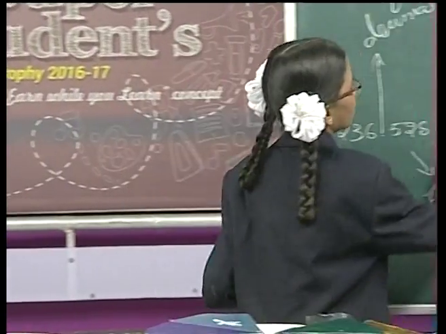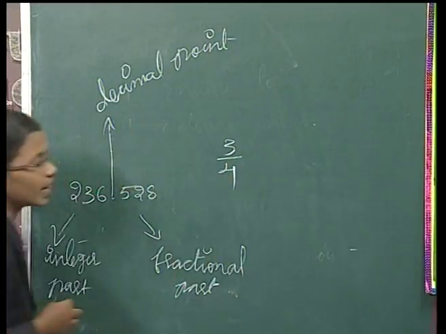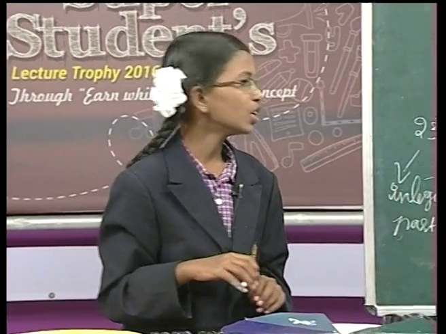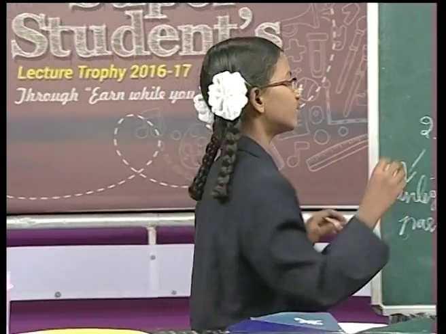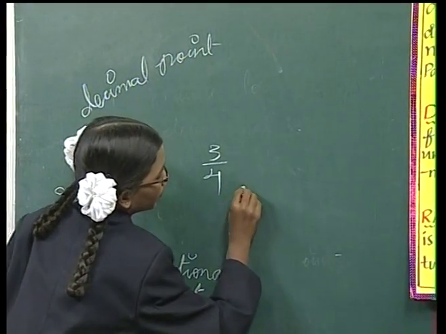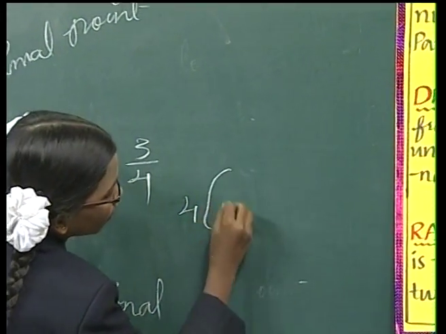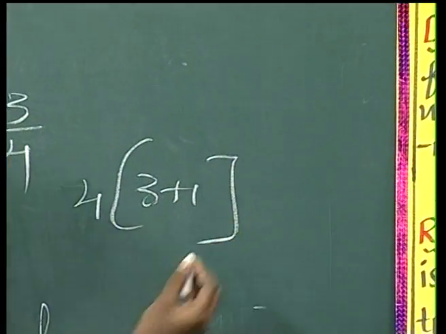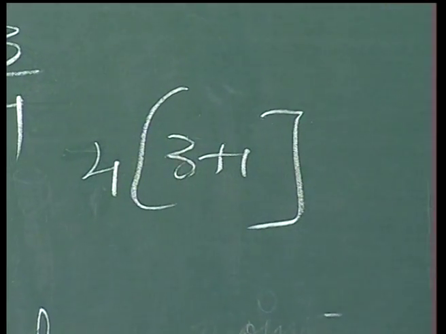Friends, now we are discussing, for example, 3 by 4. Here 3 by 4 is red color, 1 by 4 is blue color. Here 3 are blue to 1 is red. We can write it as 4, 3 plus 1. Next, friends, 3 by 4 is blue color too, 1 by 4 is red.